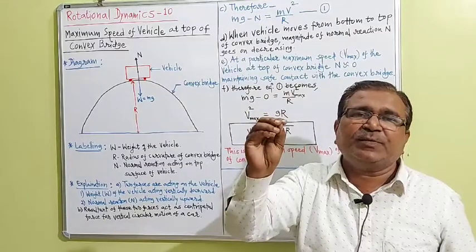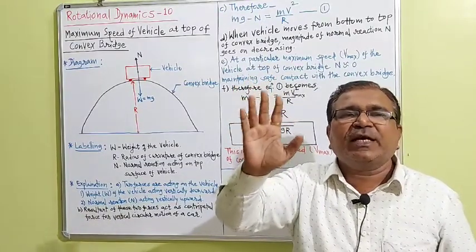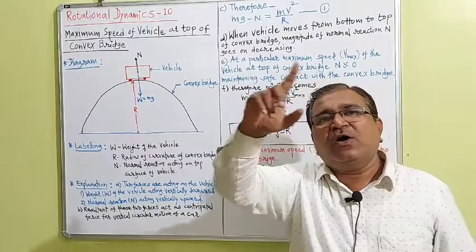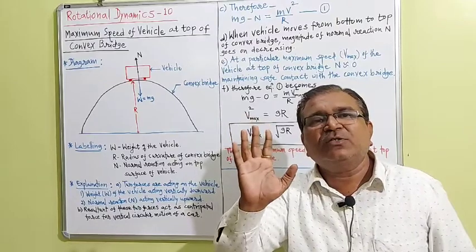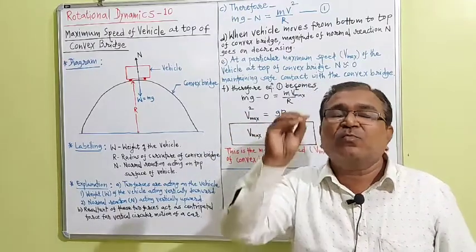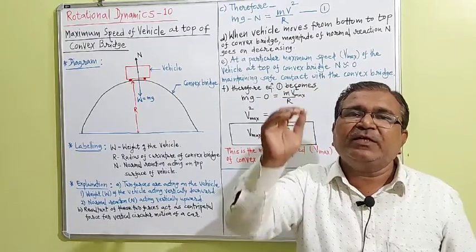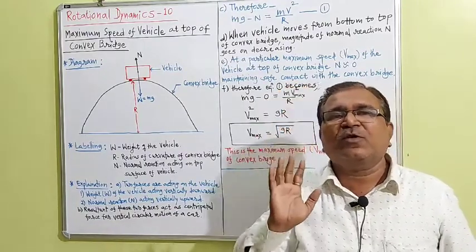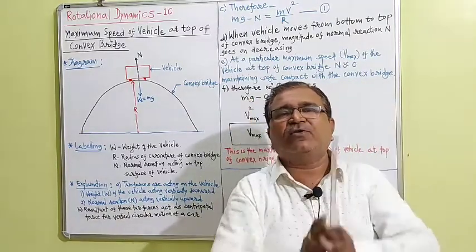So, the maximum speed at the top of the convex bridge, so that the vehicle can satisfactorily move along the curved surface of the convex bridge without jumping, maintaining satisfactory contact between the vehicle and the surface of the convex bridge, is V max equal to the square root of gR.